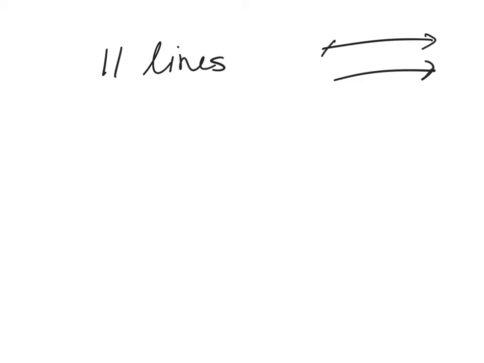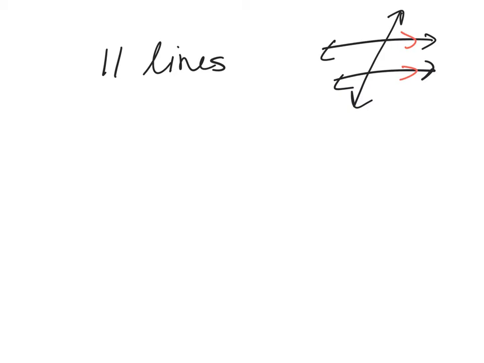Before we get started, I just want to review what we've talked about earlier in this unit. We've talked about what happens when parallel lines are cut by a transversal. Remember, how we indicate parallel lines is by putting arrows on the lines. If we have parallel lines cut by a transversal, that transversal and those parallel lines create a whole bunch of angle pairs.